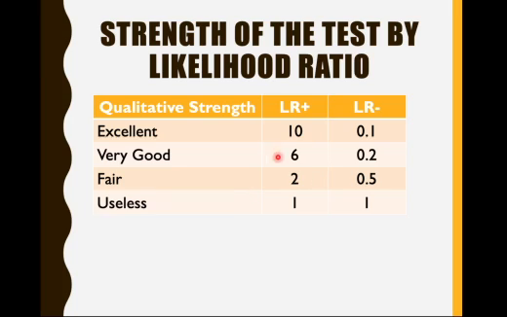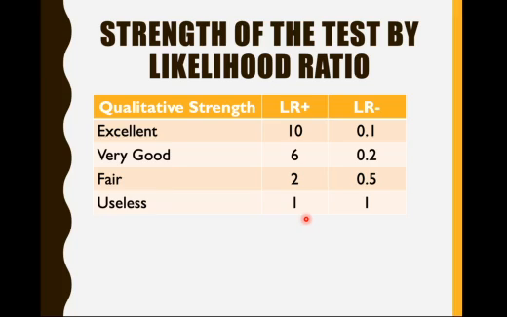Now, a likelihood ratio positive of 6 is very good. So a likelihood ratio of 0.2 is also very good. A likelihood ratio positive equal to 2 is fair. 0.5 is fair. A likelihood ratio of 1, likelihood ratio negative and positive equal to 1, that's a useless test. Okay, class.